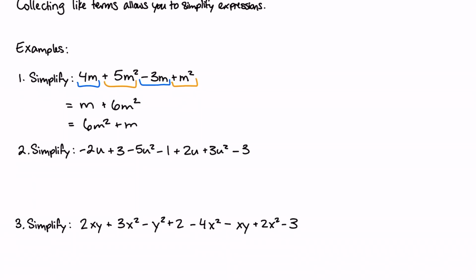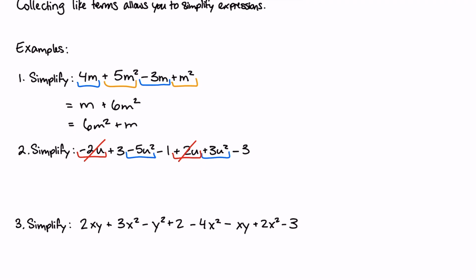Question 2 is a bit longer, but it's the same concept. So we have negative 2u plus 3 minus 5u squared minus 1 plus 2u plus 3u squared and minus 3. So the first thing I'm going to do is gather our u squares together because it's our highest power. So we have negative 5u squared and a positive 3u squared. Now in another color, I'm going to gather our u's. So we have a negative 2u and we have a positive 2u. And those cancel out because we're adding 2u and subtracting 2u. So that leaves us with 0 u's.